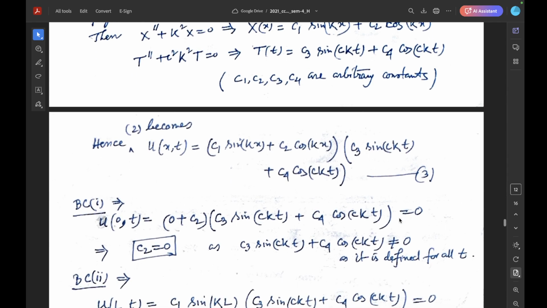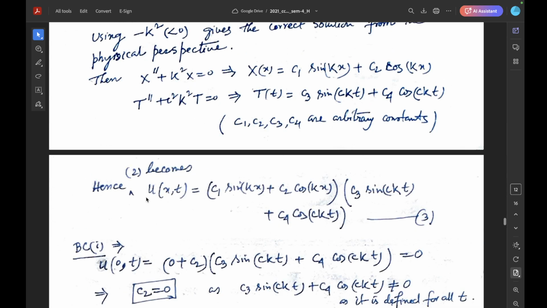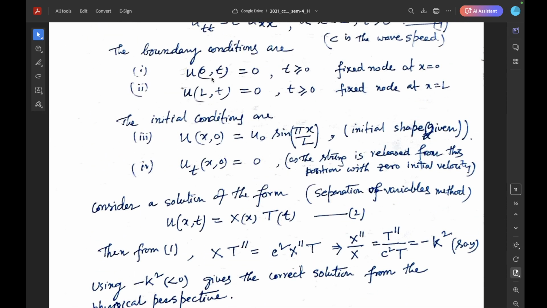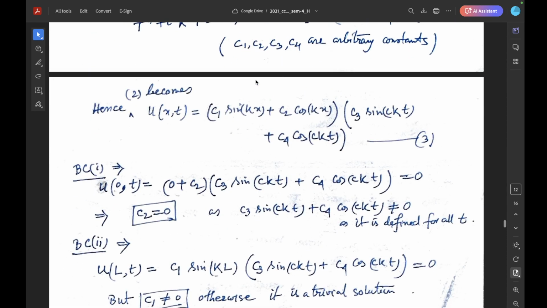Now from boundary condition 1, u(0,t) = 0. So put x = 0 here, and this is equal to 0. The bracket term is obviously not equal to 0, so obviously the constant c2 is 0, as this is defined for all t.